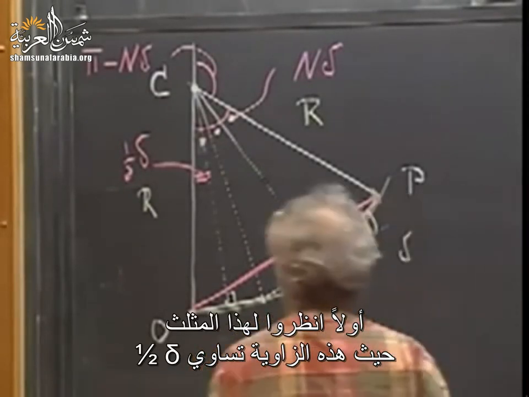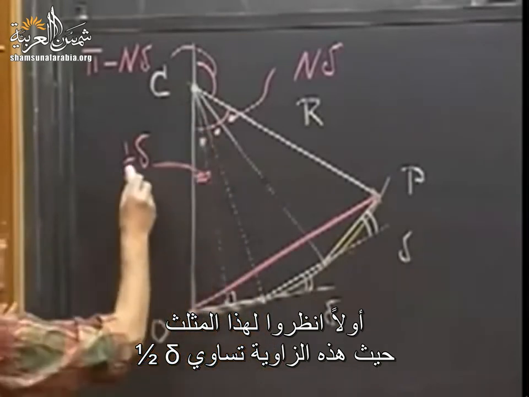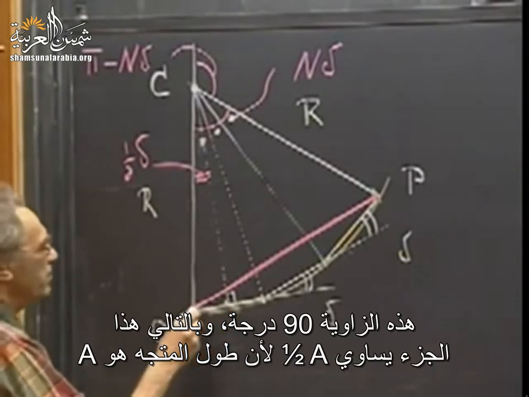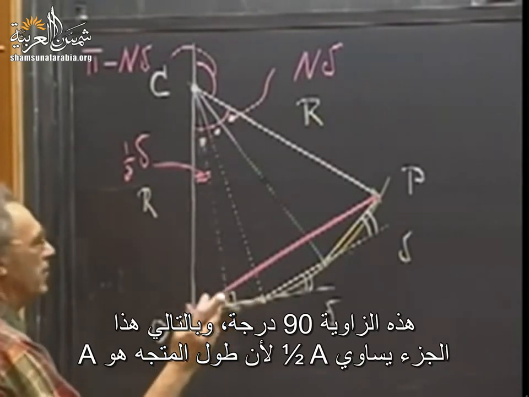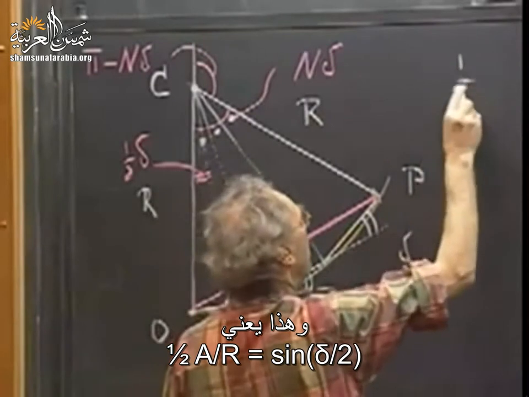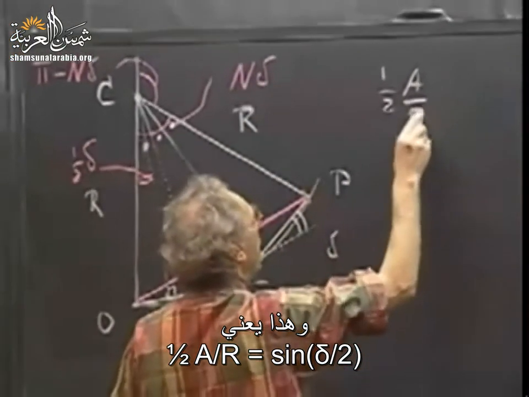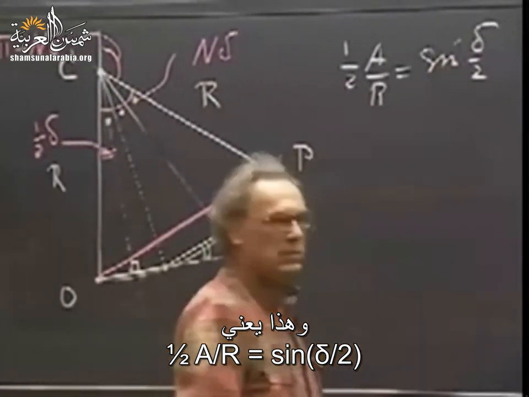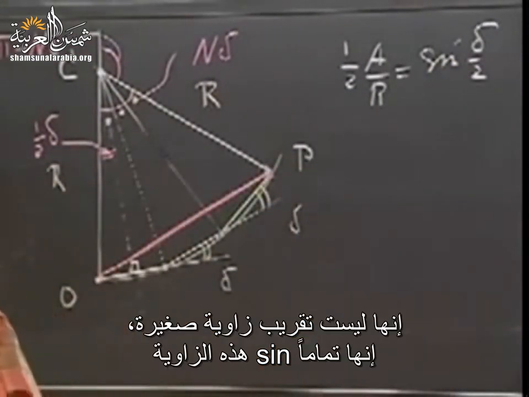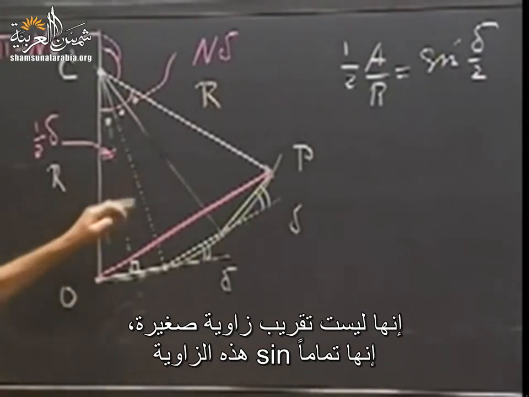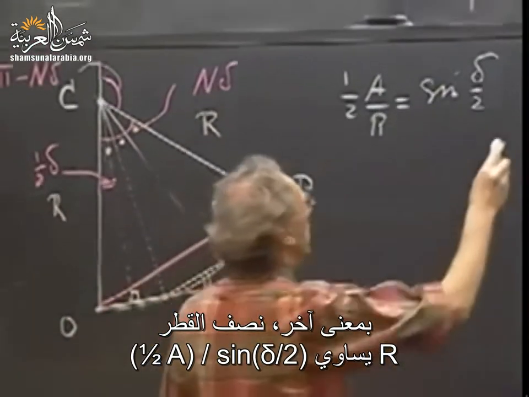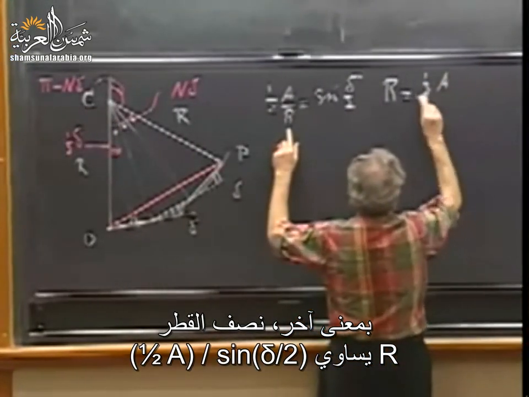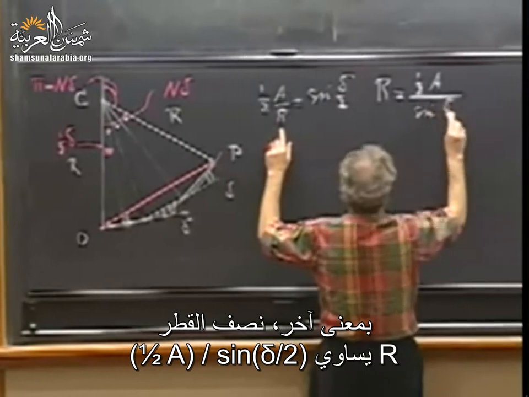First, look at this triangle here, which has a 1/2 delta angle here. This is 90 degrees. And so this part here is 1/2 a. I just give it the length a. So that means that 1/2 a divided by r is exactly the sine of delta over 2. That's exact. It's not an approximation. It's not a small angle approximation. This is exactly the sine of that angle. In other words, my radius r is 1/2 a divided by the sine of delta over 2.